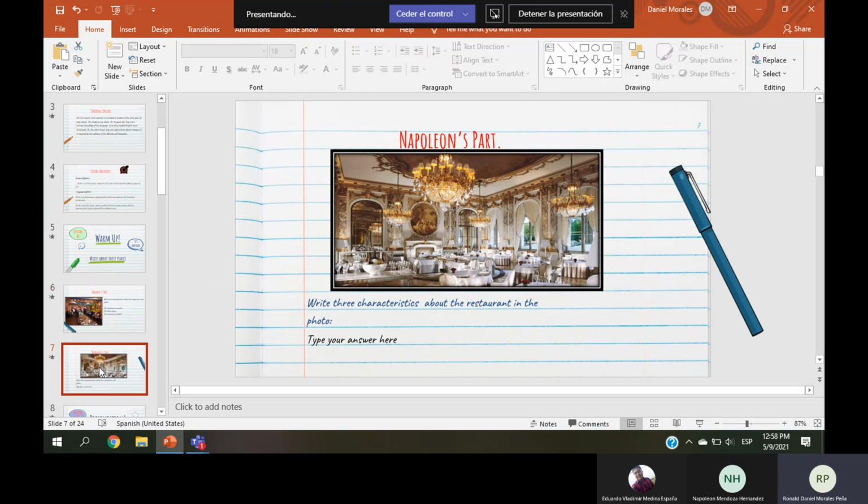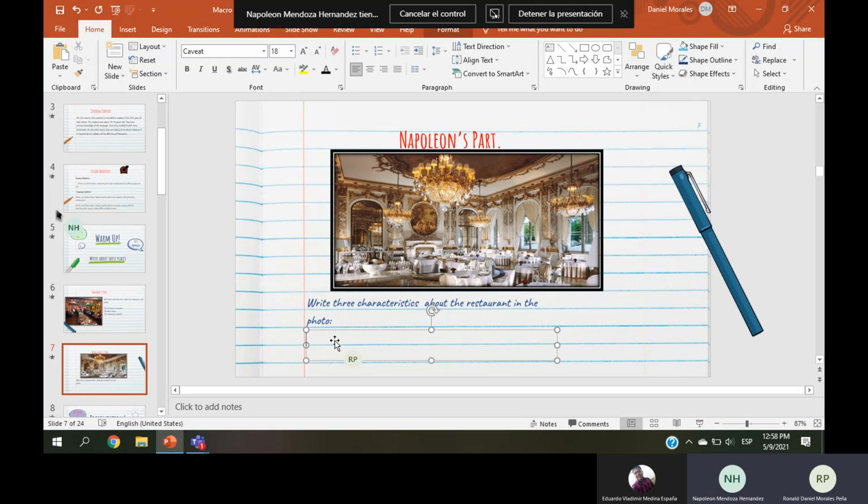Now we have here Napoleon's part. So, Napoleon, now I want you to look carefully at this photo, and from it, I want you to write at least three characteristics about this restaurant. So, let me give you the control. Now you can begin, Napoleon. Okay, teacher. It looks fancy. Right. It seems that eating there is very expensive.